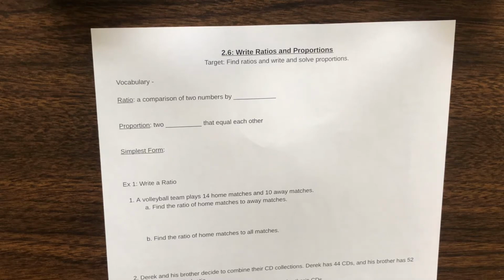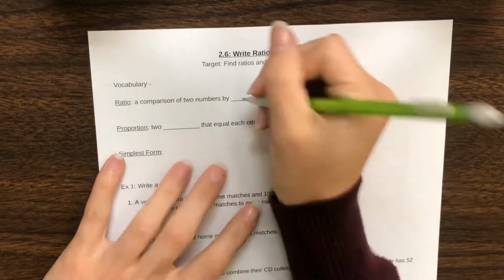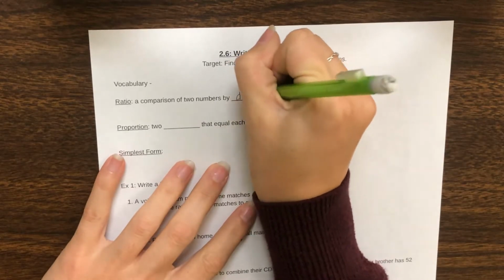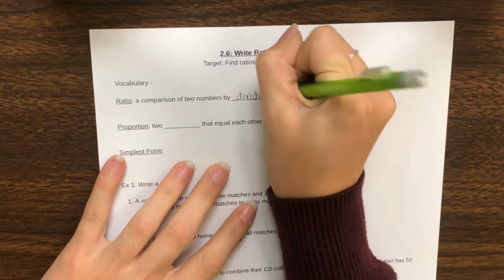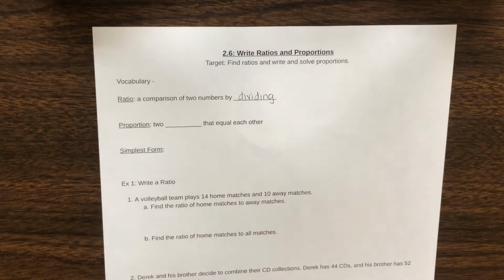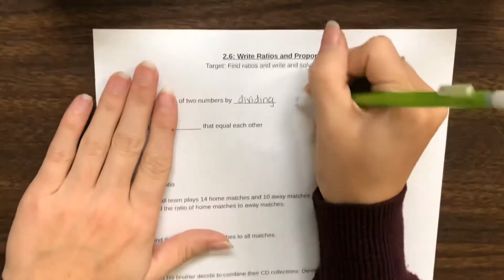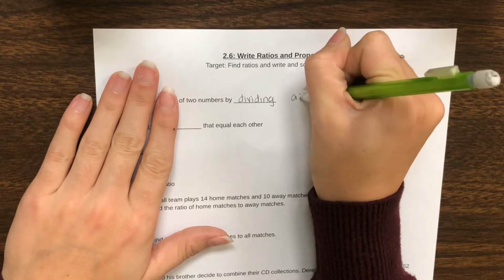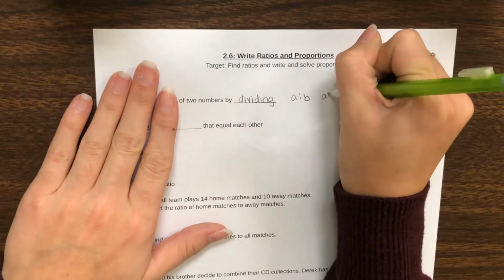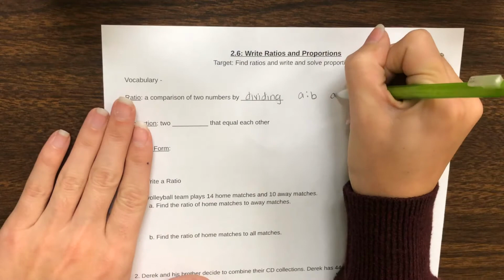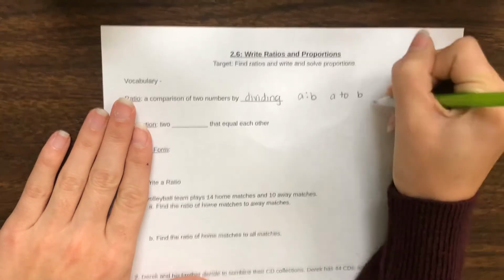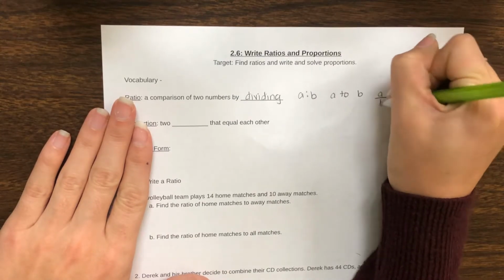This is 2.6, writing ratios and proportions. So a ratio is a comparison of two numbers by dividing. Sorry, I had to think about how to spell that. So for example, you could write that as A colon B, A to B, or A divided by B.